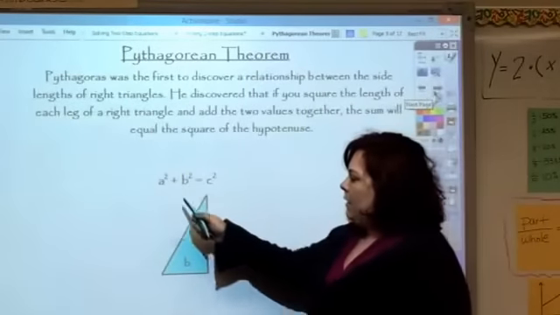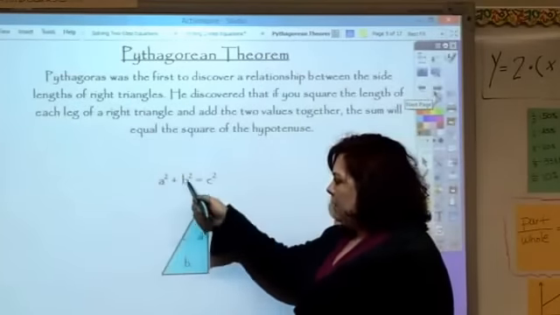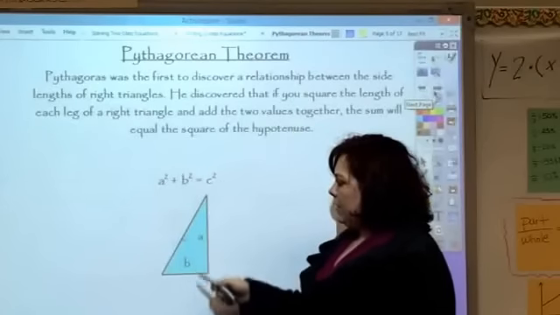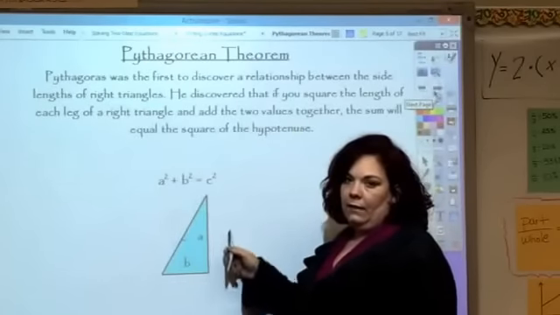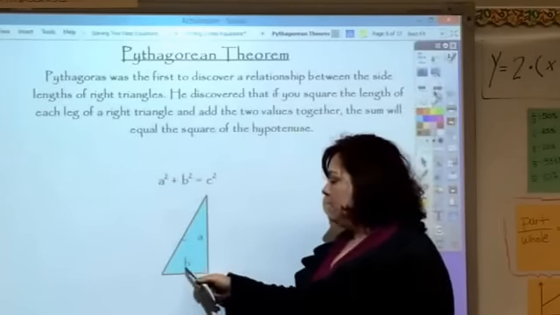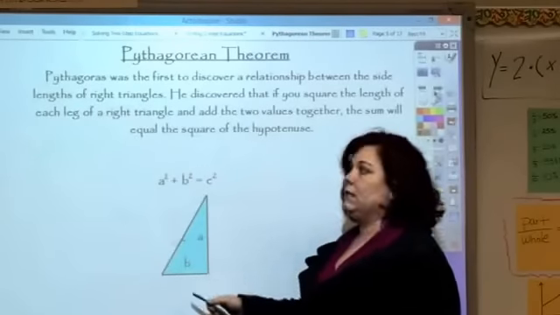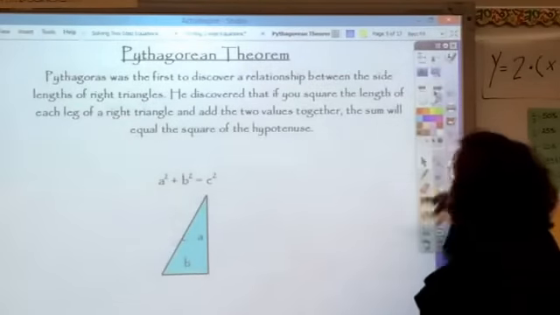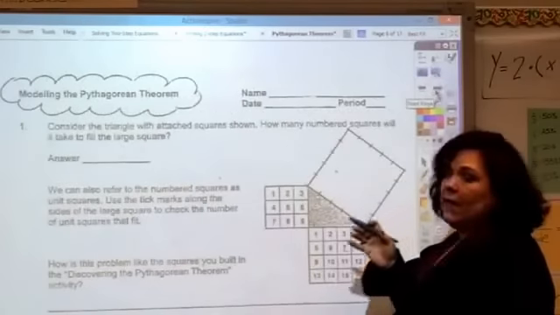This is the formula: a squared plus b squared equals c squared, where a is a leg of the triangle, b is another leg of the triangle, and c is the hypotenuse. So we're going to use that a lot.